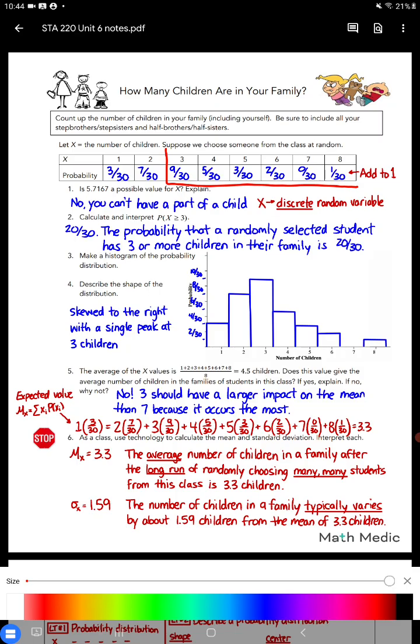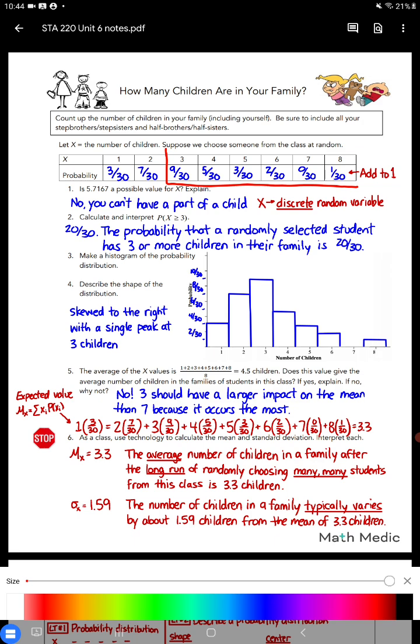Okay? The way we would interpret that is the probability that a randomly selected student has at least 3 children in their family is 20 out of 30. That will also reduce to 2/3. Okay? So that means 2/3 of the people in this class have at least 3 kids in their family.